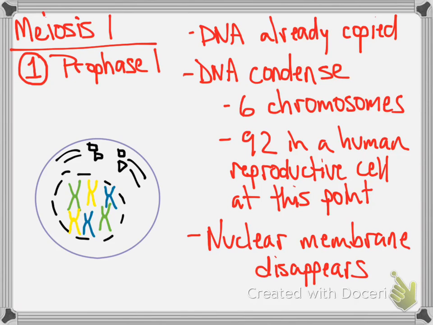And in our example here, we're going to use 6 matching pairs of chromatids, or 6 full chromosomes. You see that I have 2 green, 2 blue, and 2 yellow. I'd like you to use 3 colors, just like I have, and have 2 of each color, so that you have 6. And then remember that in a human at this point, we would have 92 chromosomes.